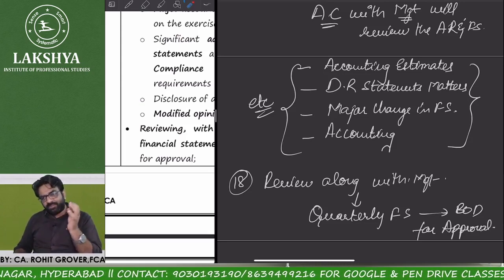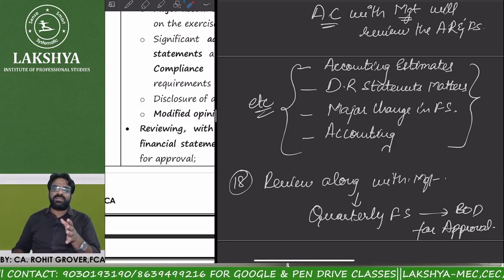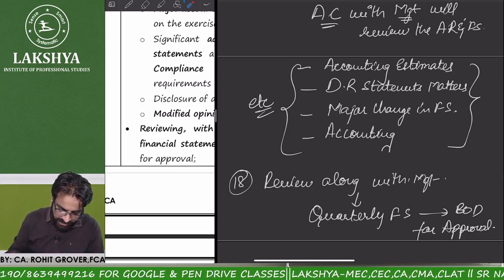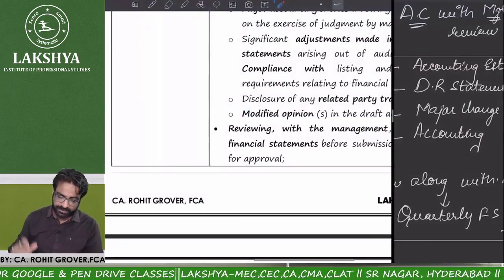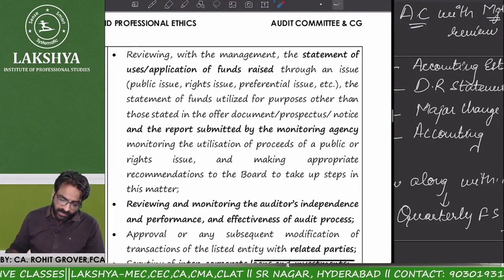Are you getting the point? They have to review, along with the management, the quarterly financial statements before they are sent to the board of directors for approval. So this brings an end to how many roles now? 18 roles, we can say. How many roles are we done with? 18 roles.